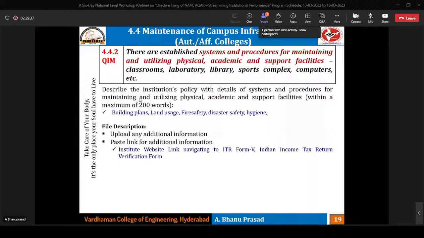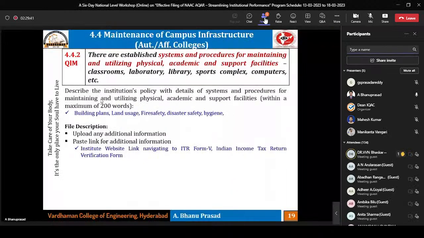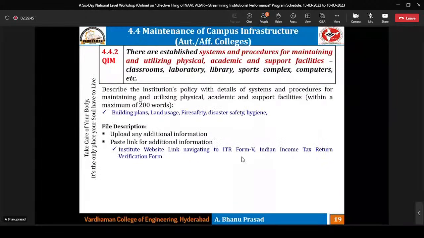annual maintenance. Most importantly, nowadays, power backup is also important for computer labs and the buildings. So UPS and generators maintenance, all annual maintenance can be taken annually, academic year wise or calendar year wise, and they are all to be uploaded in this. So these are all the maintenance of campus infrastructure.